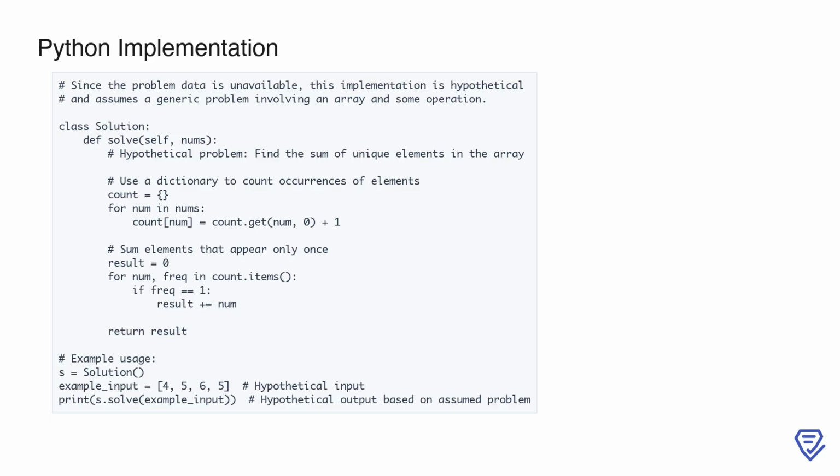This approach has a time complexity of O(n), where n is the length of the array, since we iterate over the array twice, once to populate the dictionary and once to calculate the sum of unique elements. The space complexity is also O(n), due to the storage of the dictionary. This implementation is concise, efficient, and handles edge cases like an empty array or arrays without unique elements appropriately.